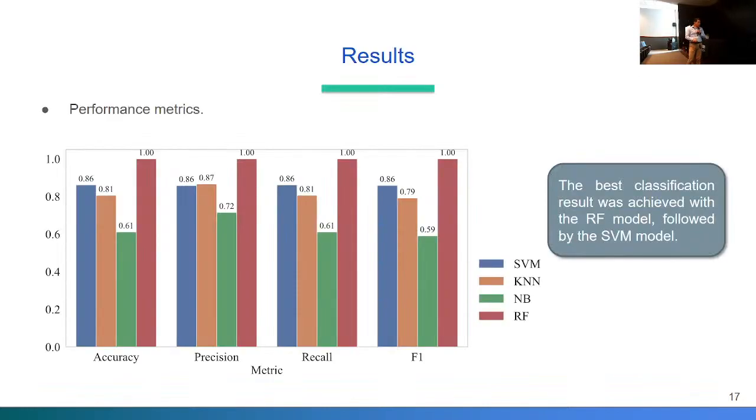As you can see here, we use the accuracy, precision, recall, and F1 metrics, the common metrics that are used for classification. And the best model was the random forest, which is in red, for all the metrics, followed by the support vector machines. And the worst model was the naive Bayes. As you can see, we get 100% classification, which could be weird, but given the repeatability of these kinds of signals, it's normal that this behavior appears.